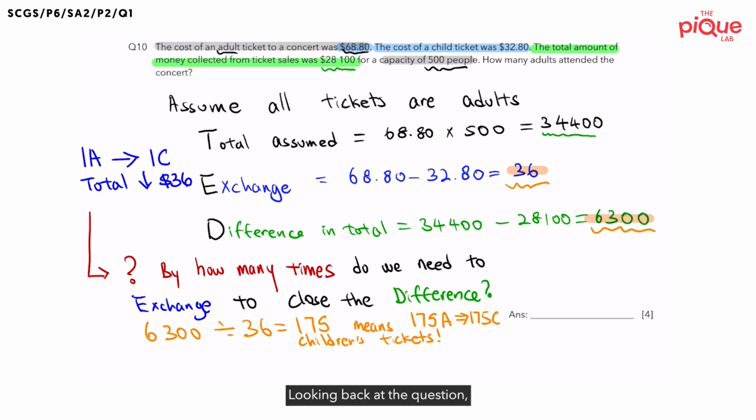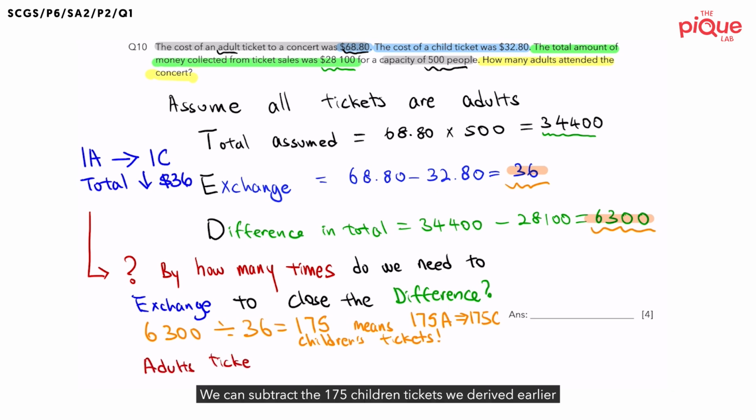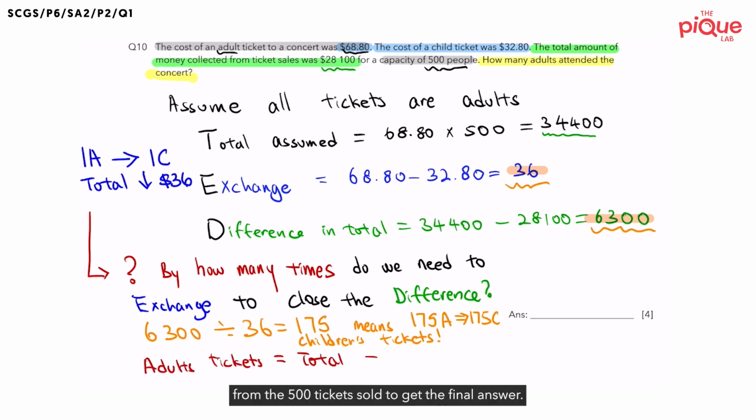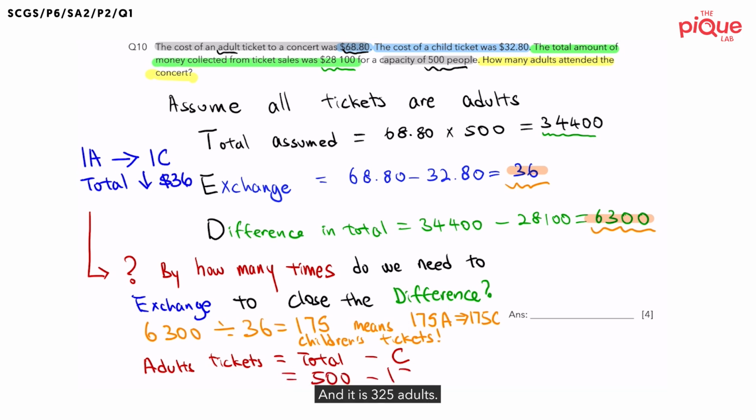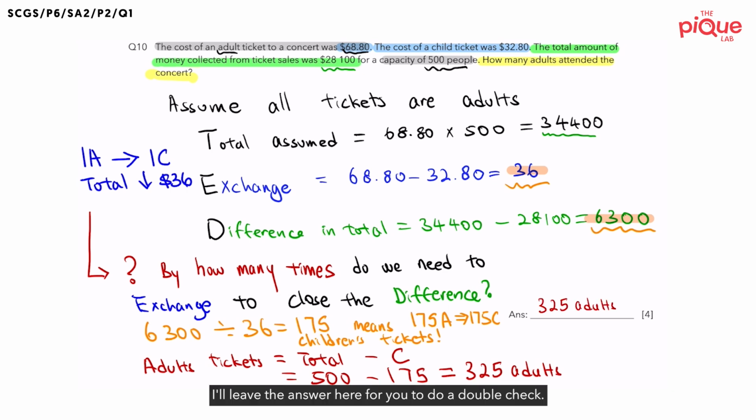Looking back at the question, it is asking for how many adults attended the concert. Can you find the answer? We can subtract the 175 children tickets we derived earlier from the 500 tickets sold to get the final answer. And it is 325 adults. I'll leave the answer here for you to do a double check. Simply multiply the number of children's tickets and the number of adult tickets by their respective costs. You should arrive at a total money collected of $28,100.